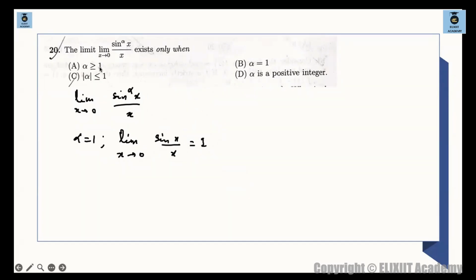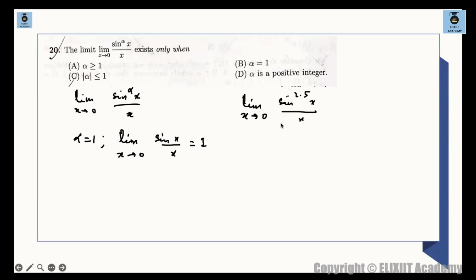You have to verify each and every option. You know this thing that this is a standard limit. So B can be one of the options. Okay. Now alpha is a positive integer. Is this true for positive integers only? Is this not true for decimals or something? So you can verify this thing. Let's say I'm taking limit x tending to 0, you take a decimal value. Let's say, for instance, I'm taking limit of sin x raised to the power of 2.5 divided by x. Will this limit exist?